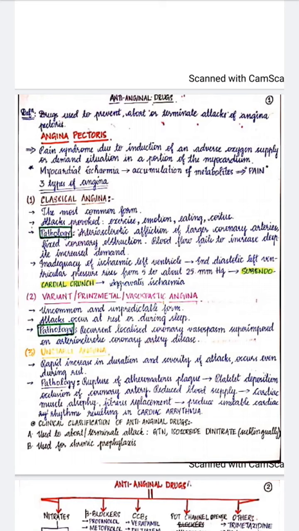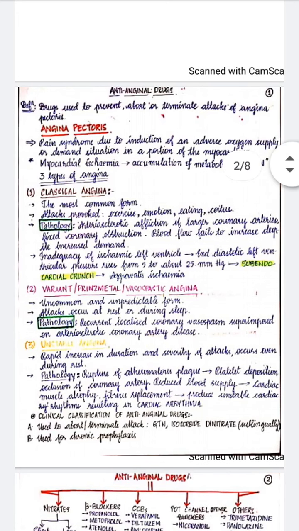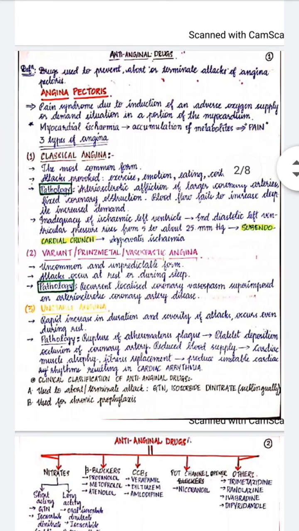So last year we had learned briefly about angina pectoris and myocardial infarction. Let's learn about it in detail. So angina pectoris is a pain syndrome due to induction of an adverse oxygen supply or demand situation in a portion of the myocardium. So there is myocardial ischemia which results in accumulation of metabolites and further elicits the pain.